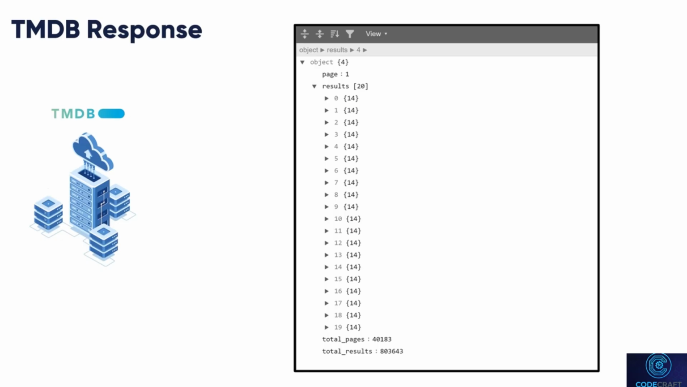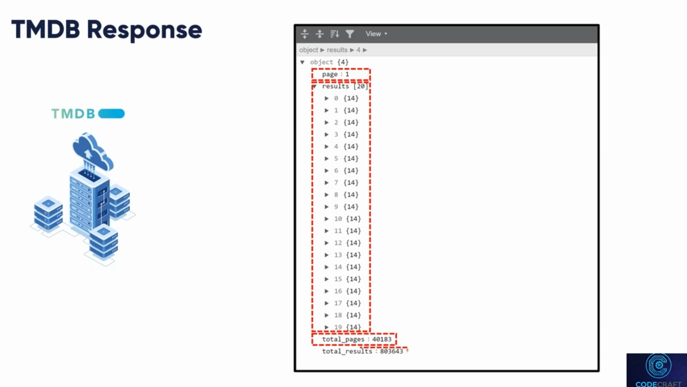I want you to focus with me. Let's review what we're going to fetch. We're going to fetch an object called results. The key is result, and the value is an object containing 4 elements, 4 key values. The first one is page, and its value is 1. The second element is the results, which is an array containing 20 objects. The third element is total pages, and the fourth element is total results.